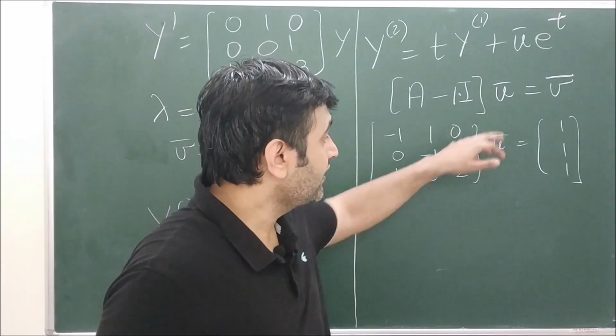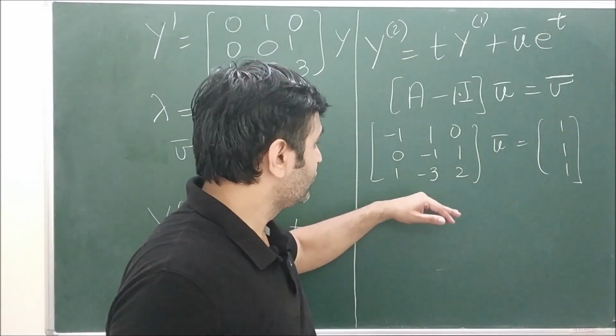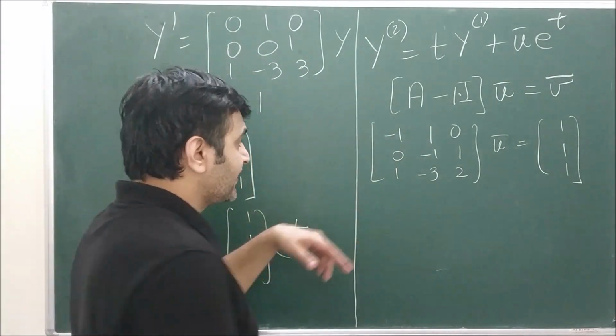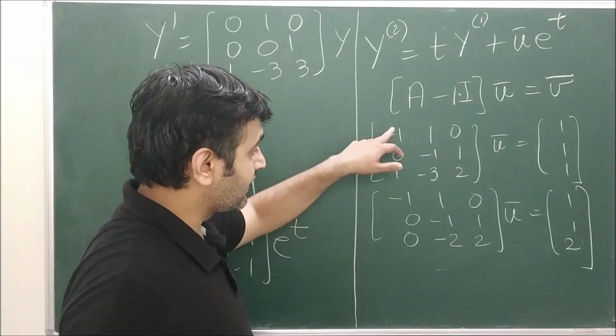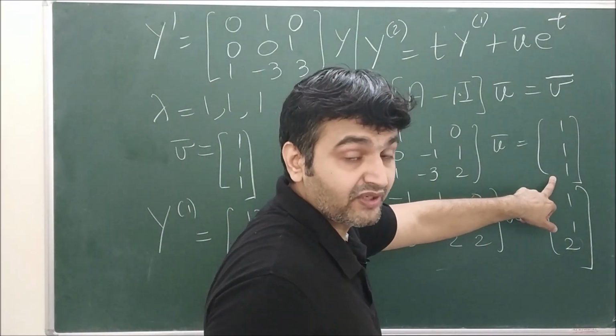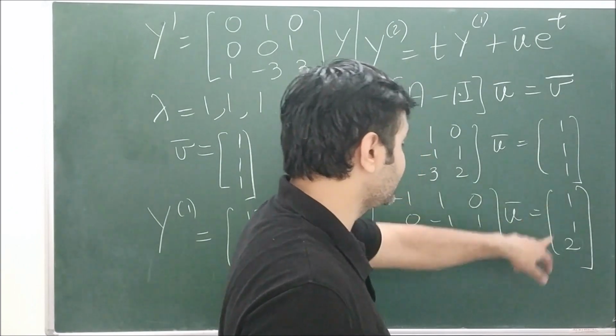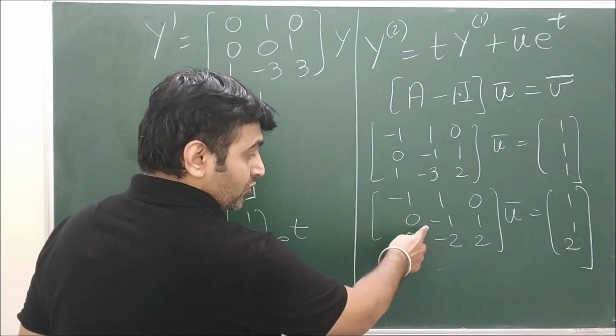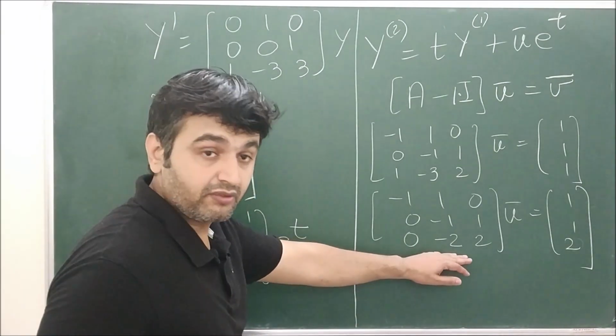Okay, to find u bar, you have to solve this system. Now do the same thing, you do the row operation. So if you do r3 plus r1, what will you get? This is what you have. When I do r3 plus r1, 0, minus 2, 2. Do not forget to do the same operation on the right hand side as well. So 1 plus 1 is 2. Okay, now again if I do r3 minus 2 times r2, my third row will become 0.